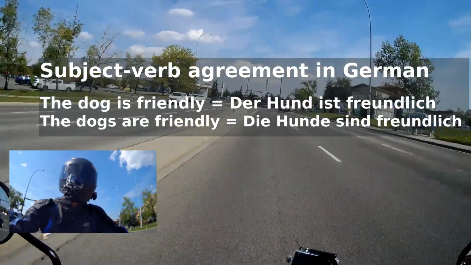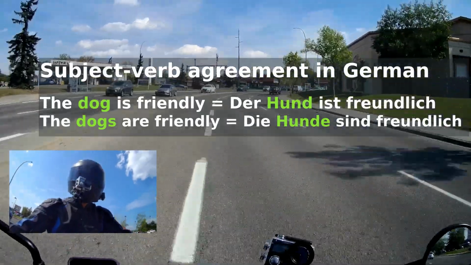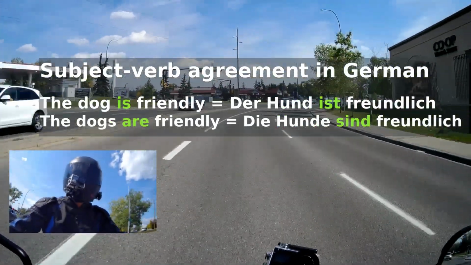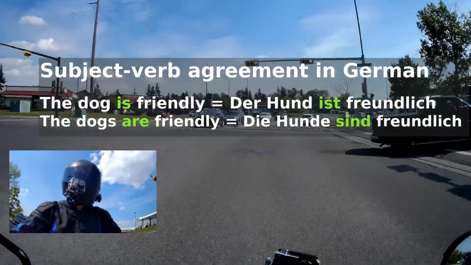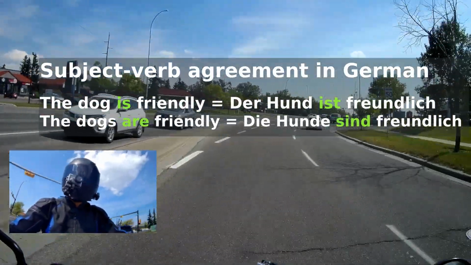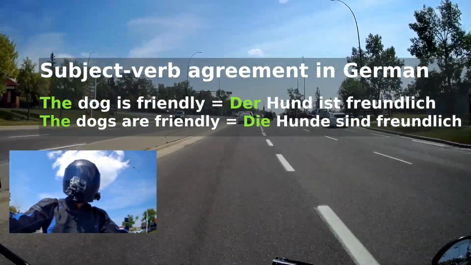We note three things there. We change the noun Hund became Hunde. To pluralize it, we change the verb ist became sind for the exact same reason that is becomes are in English. And we changed the definite article from der to die. That's the one thing we don't do in English.